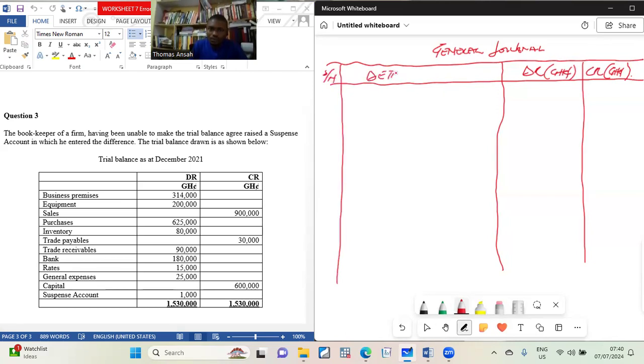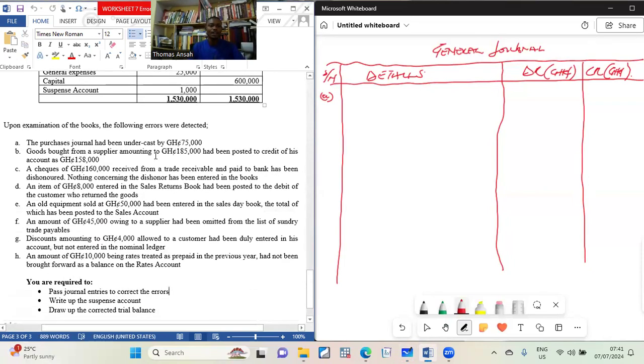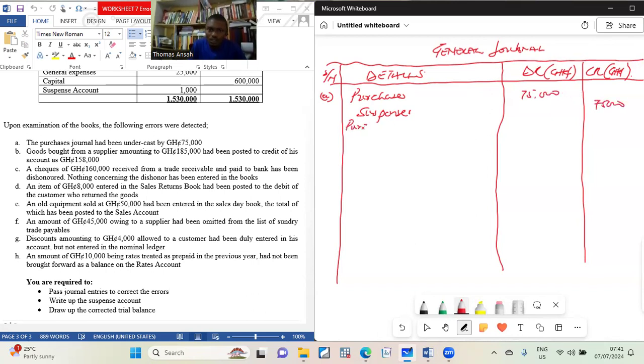So details. First one, what do we have? We are told that purchases has been undercast. If it was short recorded, we need to record it. So purchases. I think we've done much to have experience on these things. So right now, it was only about purchases. So suspense, and this is 75,000. 75,000. So purchases undercast. Now corrected. All right. So you do that.